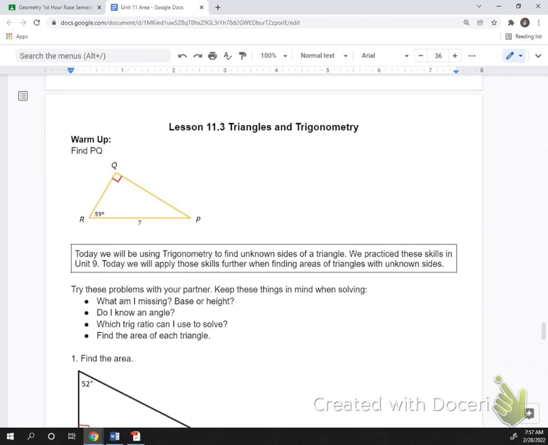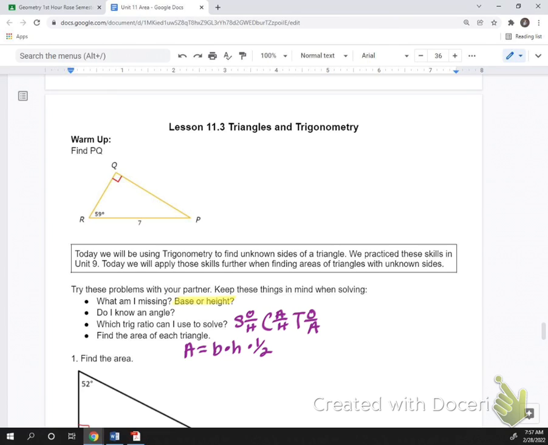So the trig ratio, you should be thinking about SOHCAHTOA. You cannot forget what we did in Unit 9. The area of a triangle, it's still written on this board: base times height times half. Be careful when you're looking at the image. Are you using the base or the height? Do I need to draw in the height?